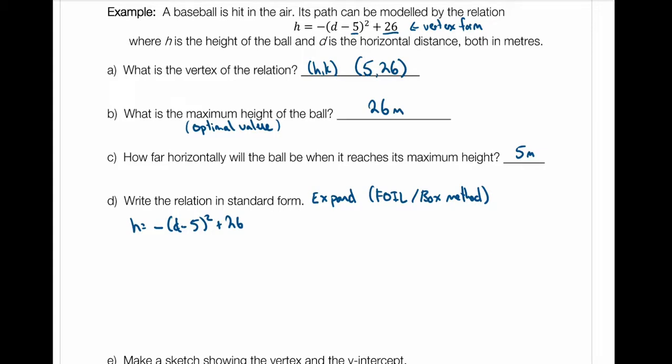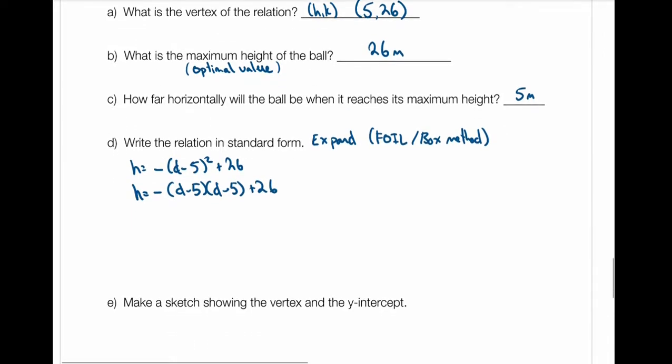I want to rewrite this so I have my two brackets. In this case, h equals negative. This square just means the bracket occurs twice. And now I can work on using the box method. So I'm going to use the box method to multiply these two brackets. I have d minus 5, d minus 5.